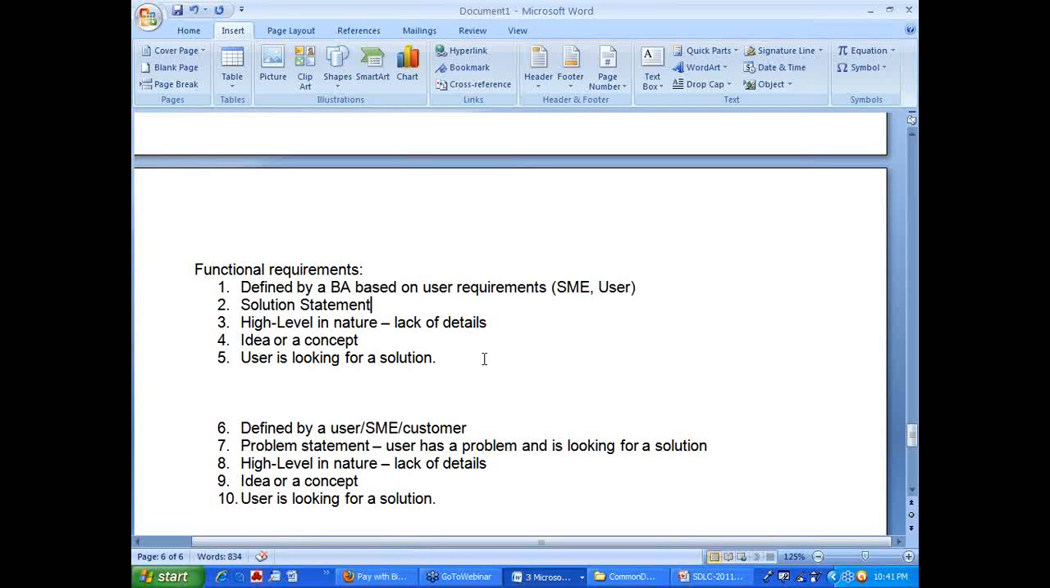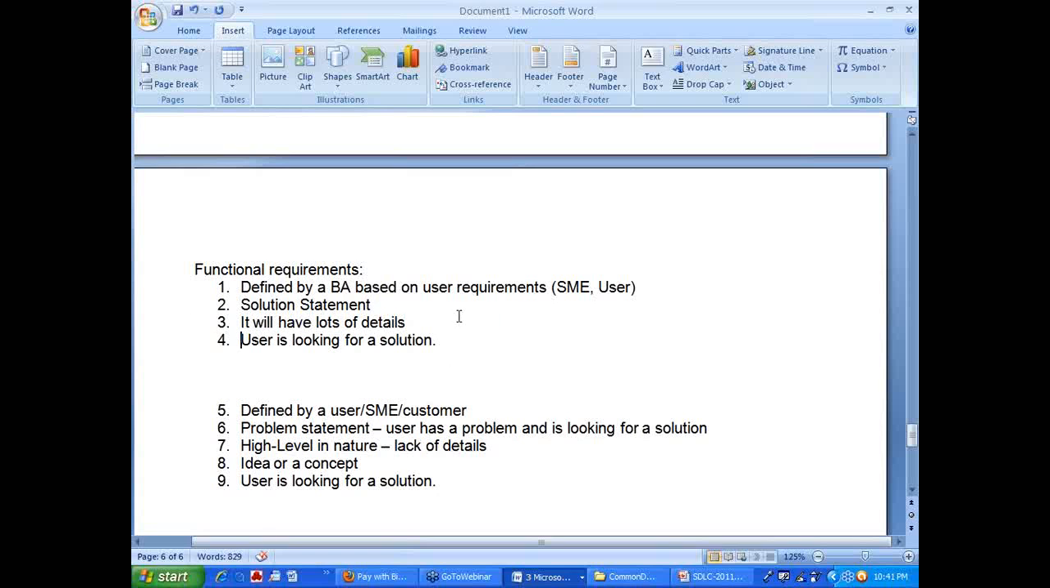High level in nature, lack of details. I gave you the patient-doctor example. The patient goes to the doctor and describes his or her problem at a high level. There isn't enough detail for the doctor, so the doctor will interview the user or use other means to gather information from the customer. When functional requirements are defined, it will have lots of details. So it's no longer an idea or concept, it is developed into a solution statement.